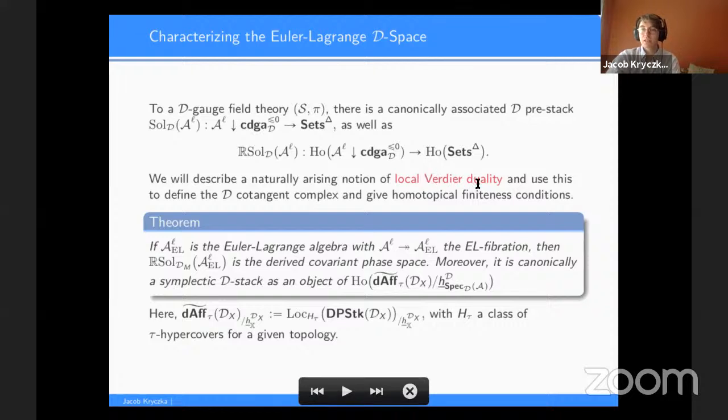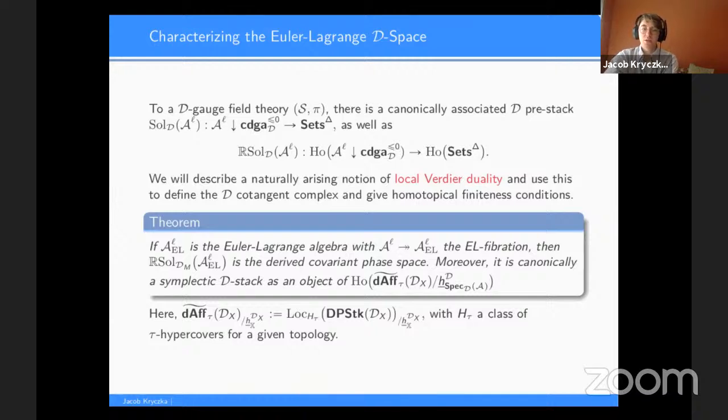And actually, this can be used to define the spaces of interest for derived geometers, like the cotangent complex and tangent complexes, but in the derived D setting. We also need to use these kinds of dualities to impose finiteness conditions when studying field theories, but in the homotopical mindset. So the theorem I'll mention characterizes where this derived D pre-stack lives, which category it lives in.